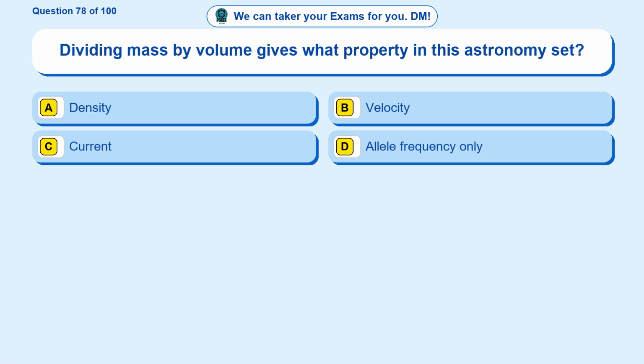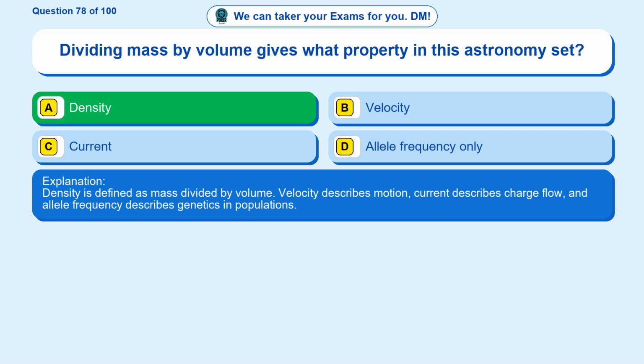Question 78. Dividing mass by volume gives what property in this astronomy set? Option A, density. Option B, velocity. Option C, current. Option D, allele frequency only. The correct answer is option A. Density. Density is defined as mass divided by volume. Velocity describes motion, current describes charge flow, and allele frequency describes genetics in populations.